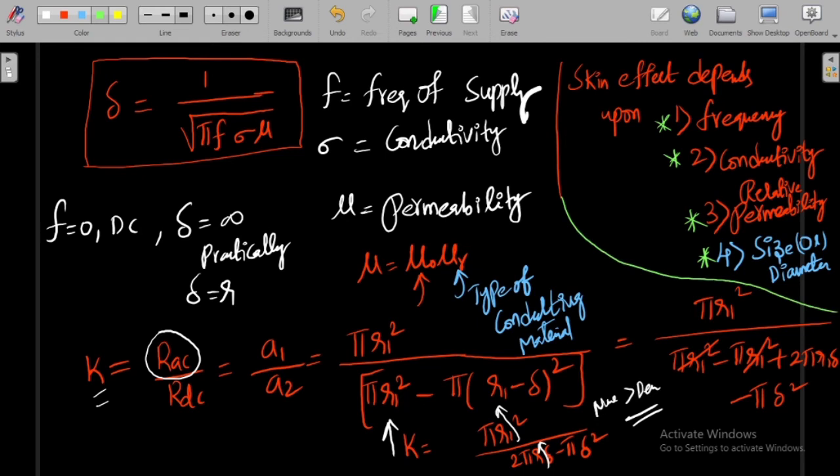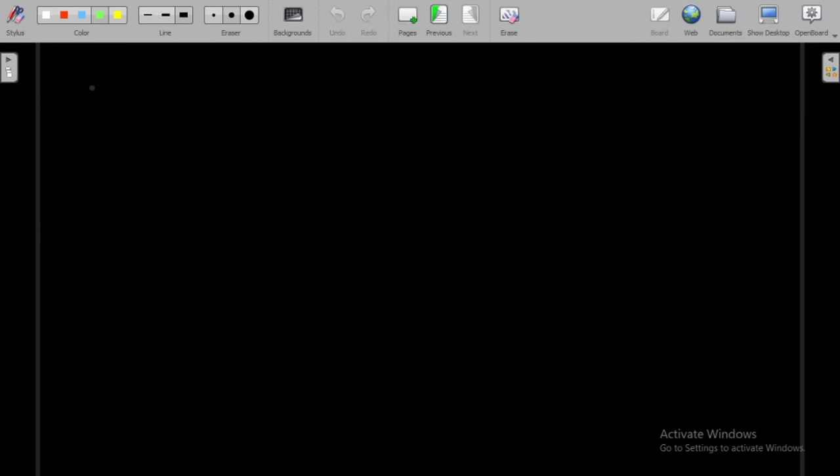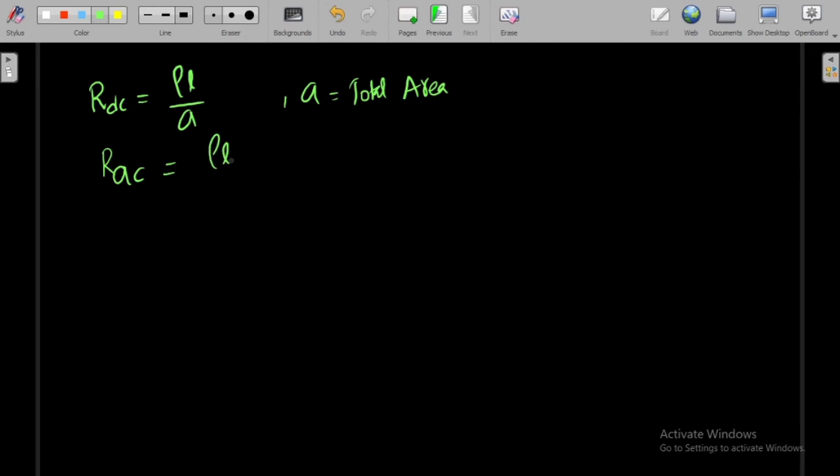Skin depth means what is meant by skin effect, and why we need to consider the skin effect in case of resistance: because in case of DC we can say directly it is the product of rho L by A, where A is nothing but the total area, whereas when you want to find AC resistance, I can write it as rho L by A dash, where A dash is nothing but the effective area, not the total area. So this is about the skin effect.